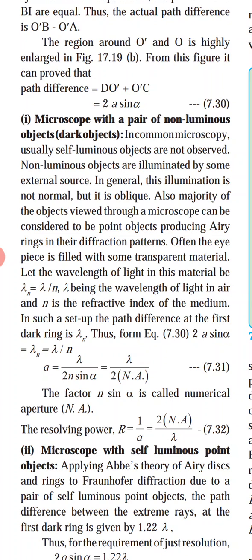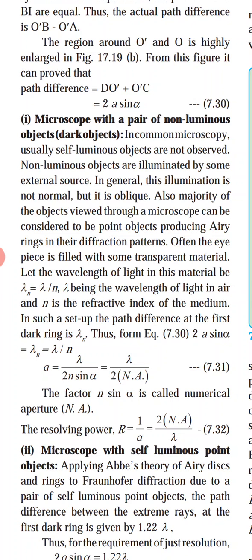In such a setup, the path difference at the first dark ring is lambda n, and from the earlier equation, 2a sin alpha is equal to lambda n, which is equal to lambda upon n. So a is equal to lambda upon 2n sin alpha, that is lambda upon 2 into N.A., the numerical aperture. The factor n sin alpha is nothing but the numerical aperture, and the resolving power will be 1 upon a, which is 2 times the numerical aperture upon lambda.